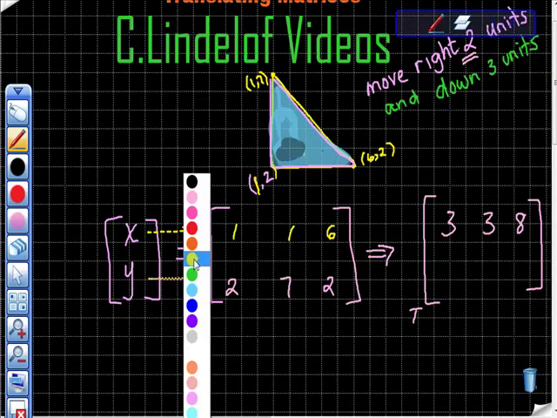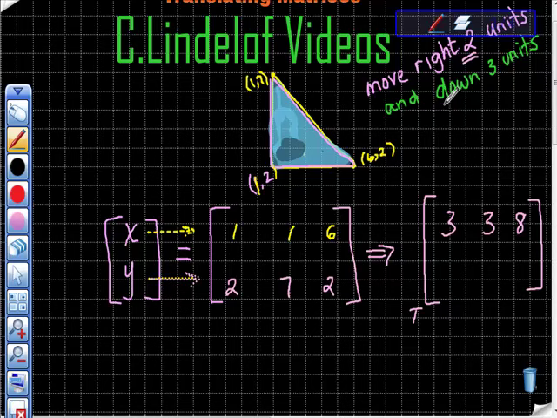Now I'm going to do the exact same thing with the y values, but it says that I want to move them down. So down is -3, isn't it? So I'm going to add -3 to each number. So 2 plus -3 is -1. 7 plus -3, or 7 minus 3, is 4. And then lastly, 2 minus 3 again is -1. All right, so that's my translated matrix.